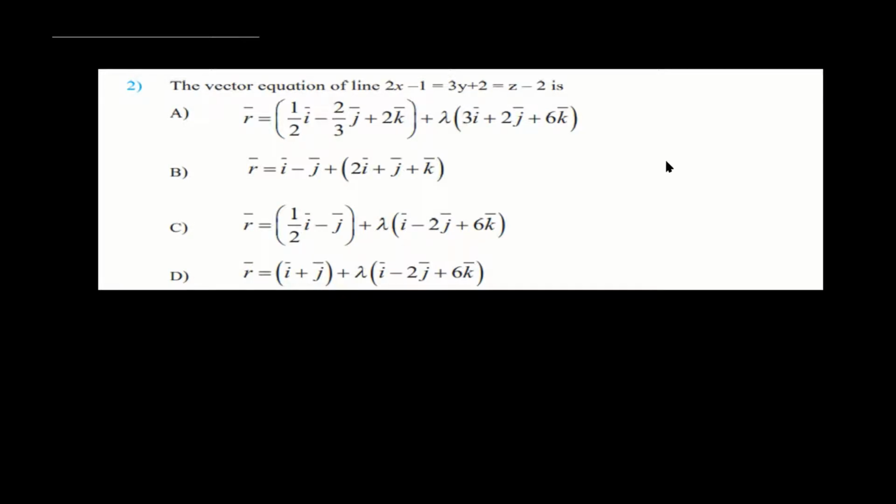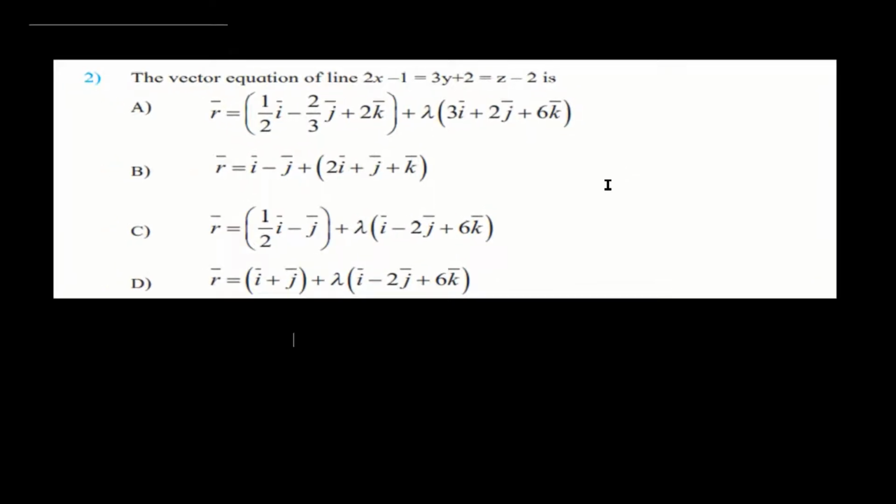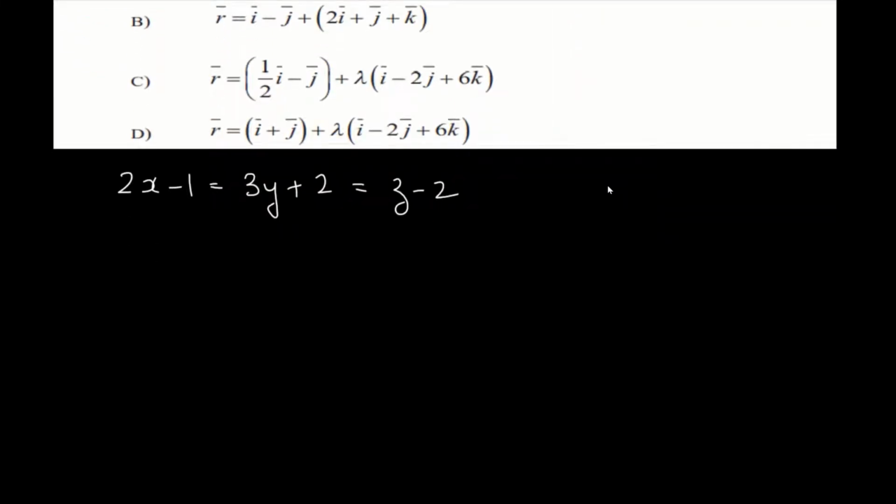We go to the next question now. The vector equation of the line 2x minus 1 is equal to 3y plus 2 is equal to z minus 2 is dash. We have to find the vector equation of this particular line. Let us convert this into the vector form. How to convert it into the vector form? We first take 2 common in the first expression. So 2 is common over here.